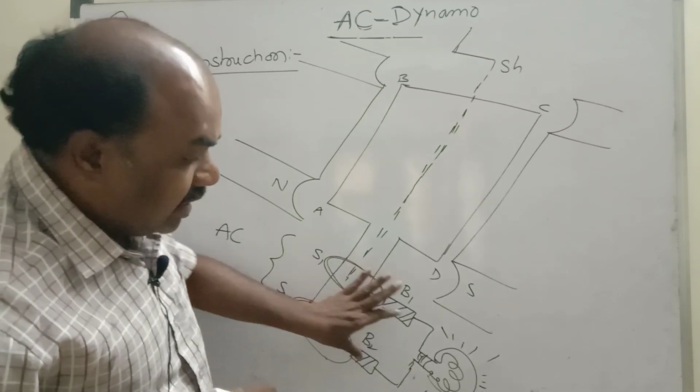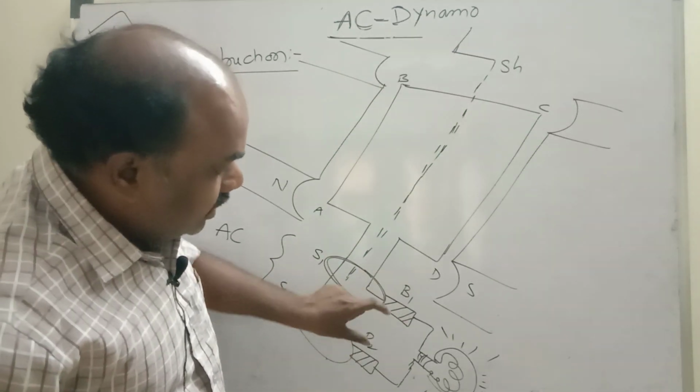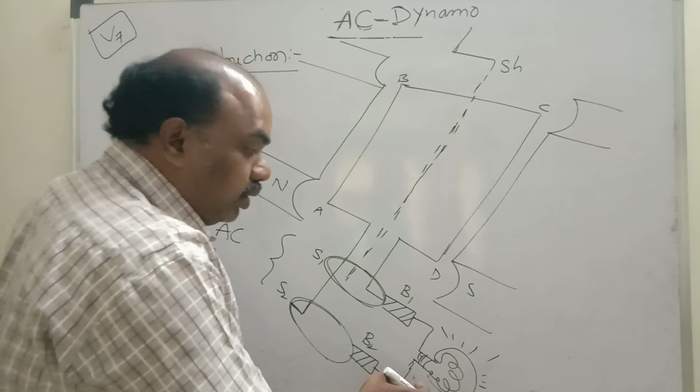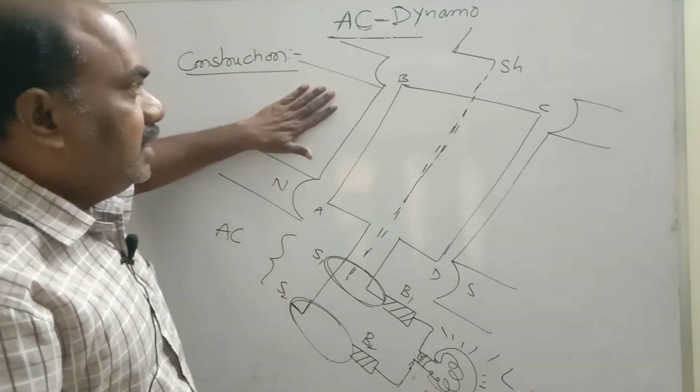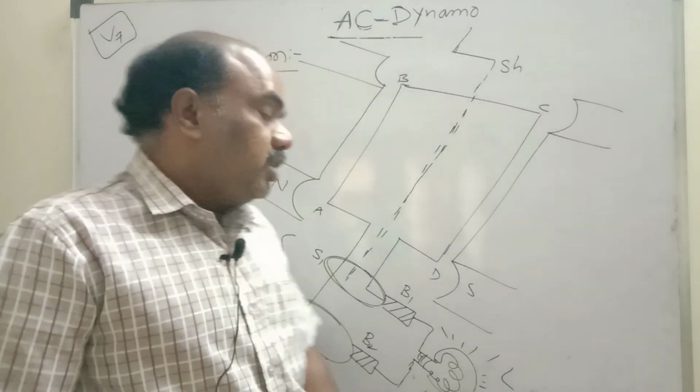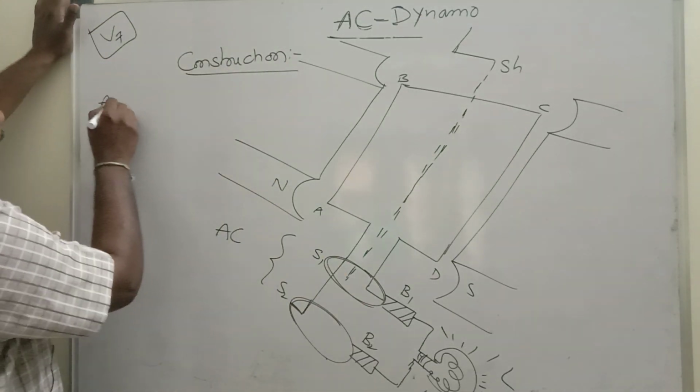These two slip rings are connected to two carbon brushes. These two carbon brushes are connected to a load resistor. This is L, load resistor. This is the construction. Any doubt, children? Once again, from the starting, aim.